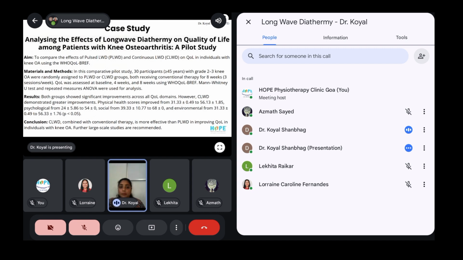The aim was to compare the effects of pulsed long-wave diathermy and continuous long-wave diathermy on quality of life in individuals with knee osteoarthritis, using the WHO quality of life questionnaire. There were 30 participants above the age of 45 with grade 2 and grade 3 OA, randomly assigned to pulsed and continuous long-wave diathermy groups. Both received conventional therapy for 8 weeks, 3 sessions per week.